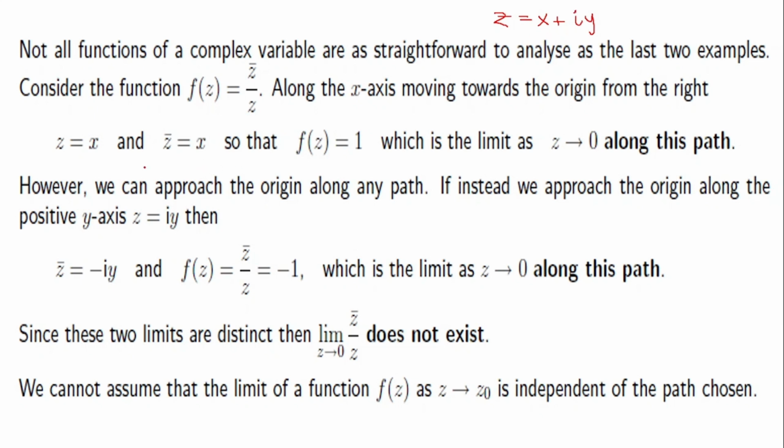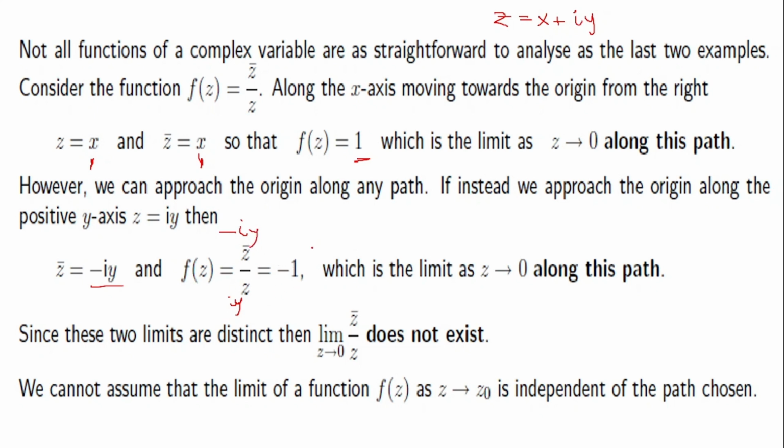If we approach this problem in the x direction, we're going to get our limit 1. If we approach this problem in the y direction, we're going to get z and its conjugate. z will be iy, and z-bar will be minus iy, such that when you cancel everything, you get -1.